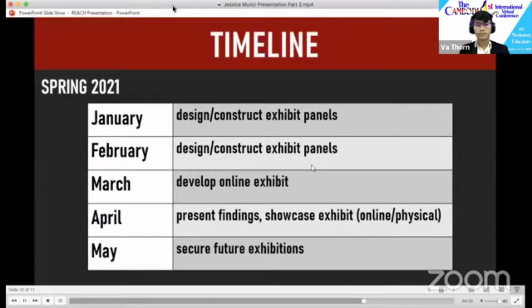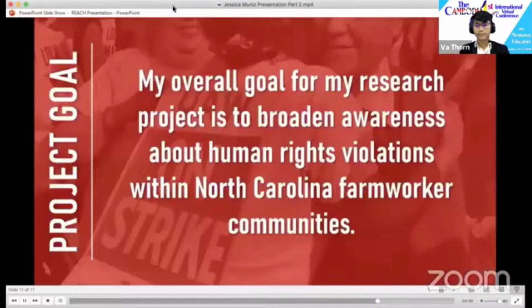Upcoming, I'll be constructing and designing the exhibit panels, developing the online version, and of course showcasing my exhibit. Ultimately, my overall goal for my exhibit is to broaden awareness about human rights violations within North Carolina farmworker communities. My exhibit will ensure that I'm engaging not only scholarly communities, but also the general public by showcasing it in accessible spaces.